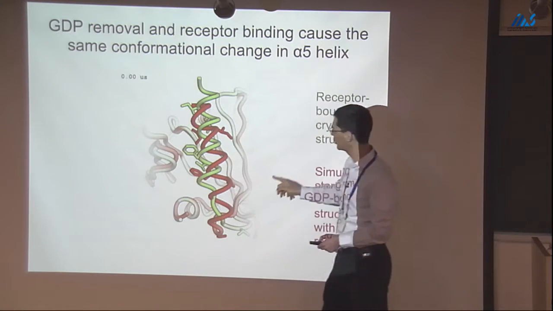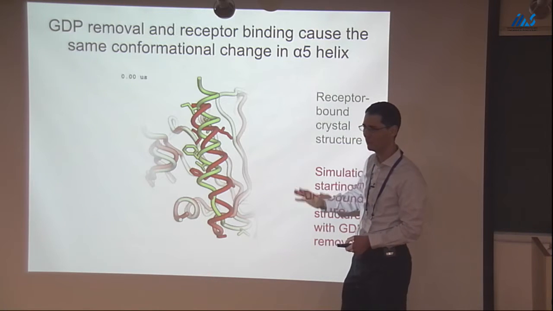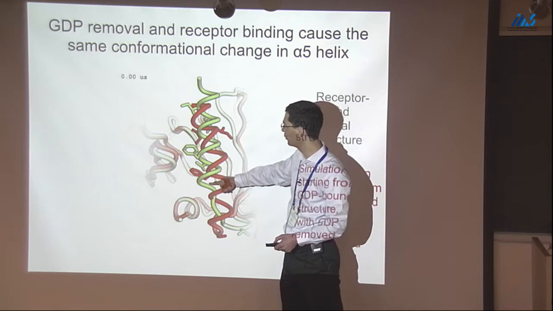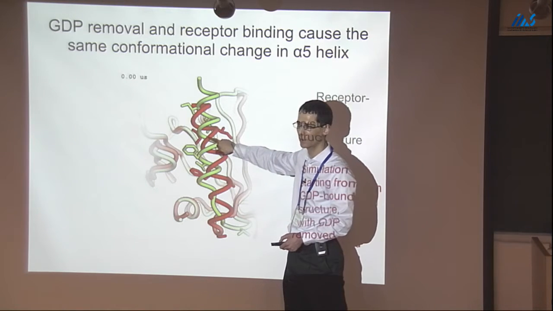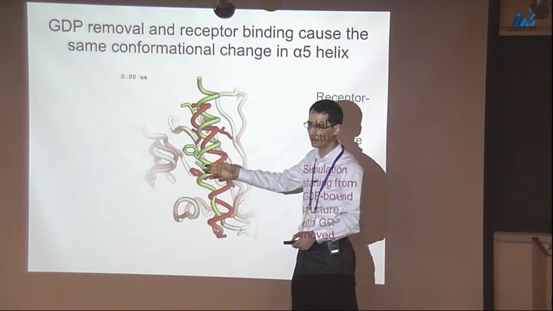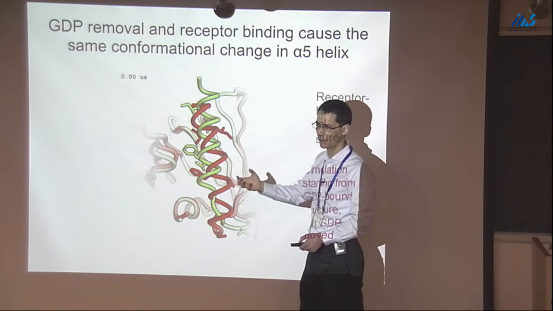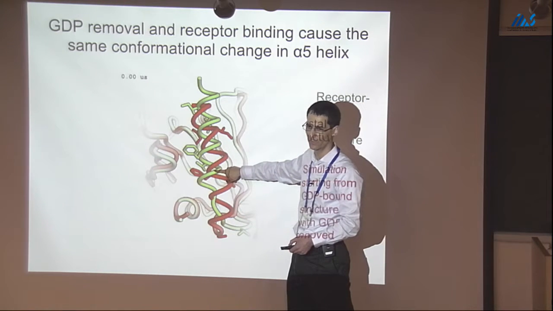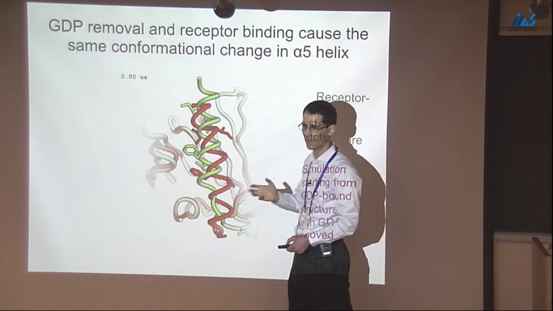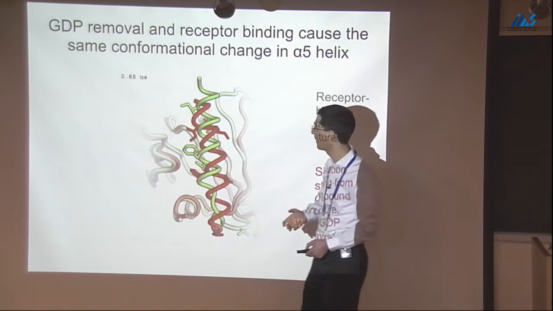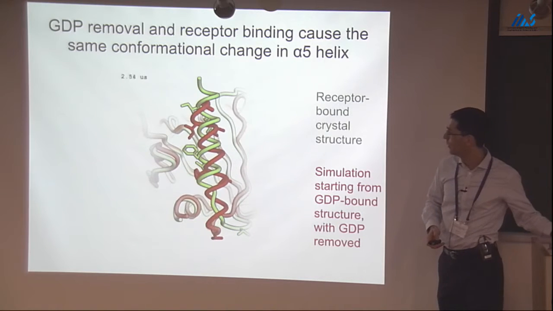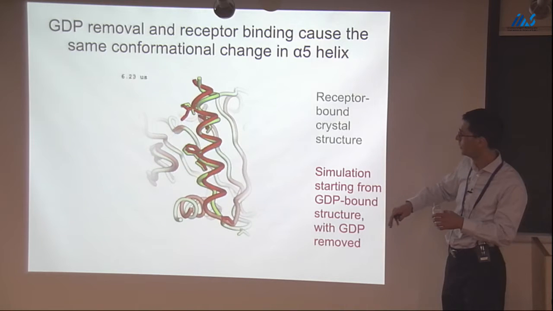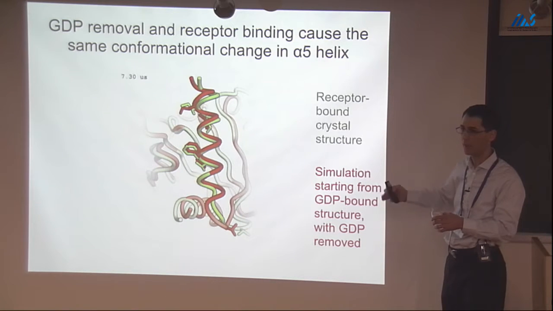So now I'm going to show you the same movie that I showed before, the same conformational change. But now I'm superimposing on this structure the green structure, which is what the helix looks like when it's bound to the receptor. But we're doing the simulations in the absence of the receptor, just with the GDP removed. So we start from the red conformation, and basically it will go spontaneously to the green conformation, the receptor coupling conformation. Okay, so you see it's shifted to a conformation that would allow it to couple to the receptor.